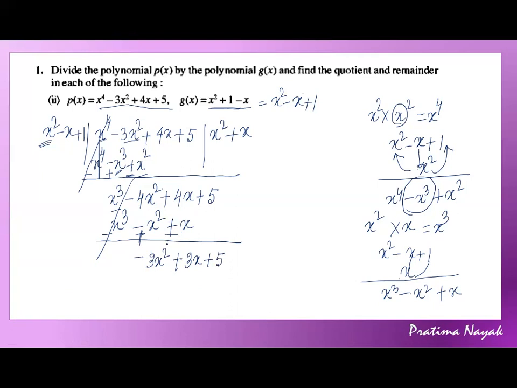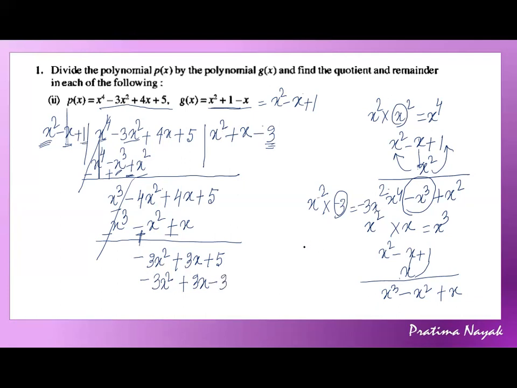I hope you are understanding. Now think of what the next step will be. Again, I have got x square, I need minus 3x square. What should I multiply? Certainly it will be only minus 3, because squares are there, no need of x. So I'll write minus 3 here. Minus 3 into x square is minus 3x square, minus 3 into minus x will be plus 3x, then minus 3 into plus 1 will be minus 3.